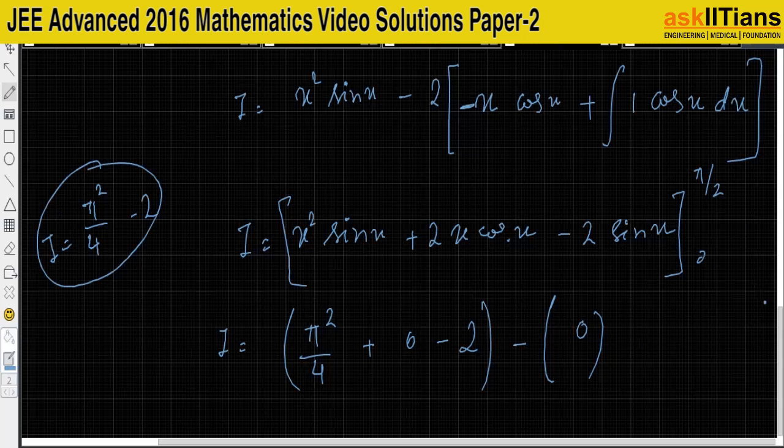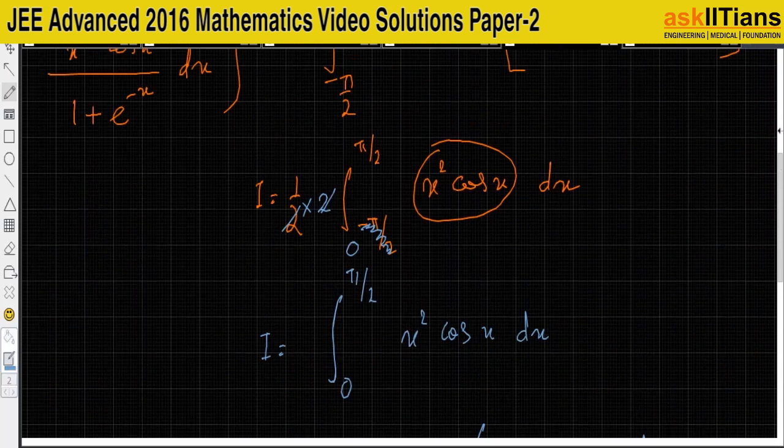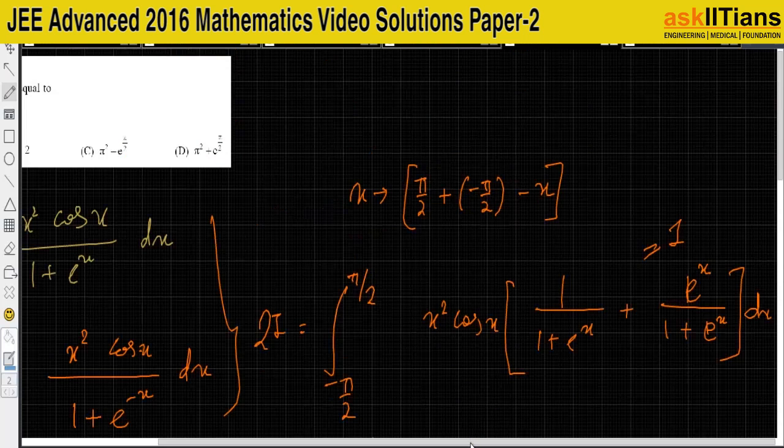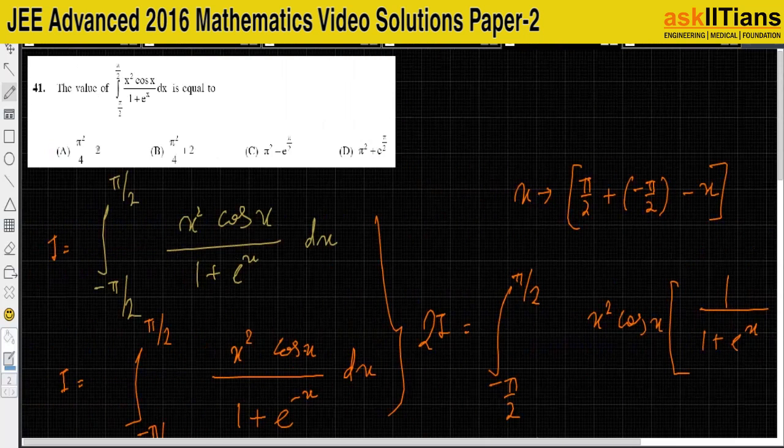So which is the correct option? This was a very easy question, if you know the properties of definite integration, and that too it's a very famous property, right? So option A will be correct, that is pi square by 4 minus 2. So this was a very easy question.